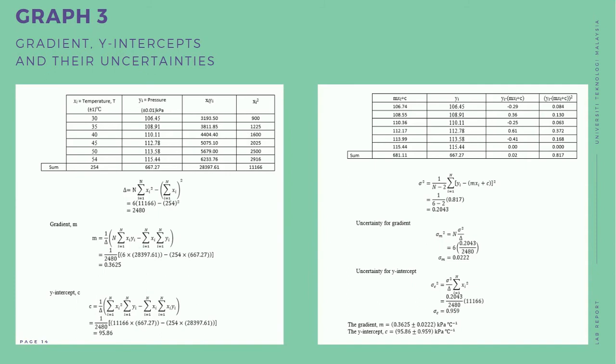And in graph 3, that is pressure versus temperature, we can calculate the gradient, that is 0.3625, and the y-intercept, that is 95.86. And we use the least square method to find the uncertainty. For the gradient, we get 0.3625 plus minus 0.0222, and the y-intercept is 95.86 plus minus 0.959.